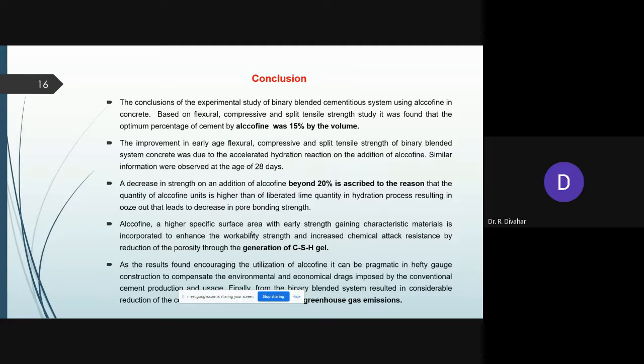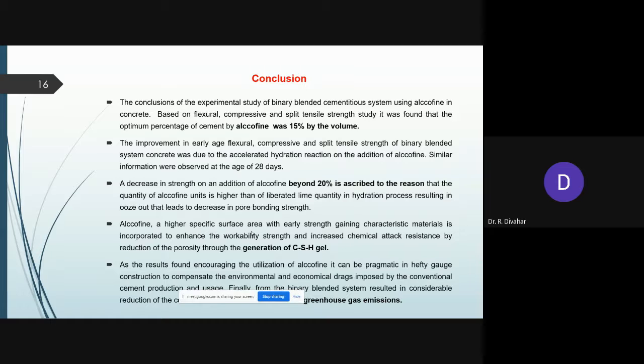Conclusion: from the experimental work on the binary system of alkafine concrete, based on flexural, compressive and split tensile strength, it was found that replacing cement with alkafine up to 15% is optimum. The improvement in the early stage flexural, compressive and split tensile strength of the binary system concrete was due to accelerated hydration reaction on the addition of alkafine, similarly at 28 days. The decrease of strength with the addition of 20% alkafine was due to the hydration process being affected, resulting in a decrease in flexural strength.